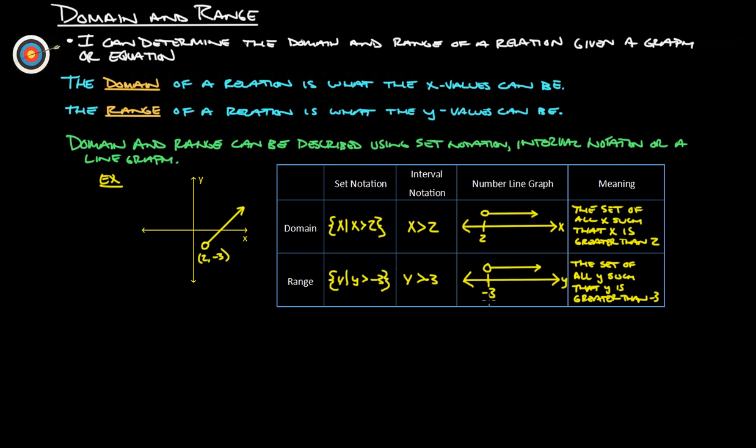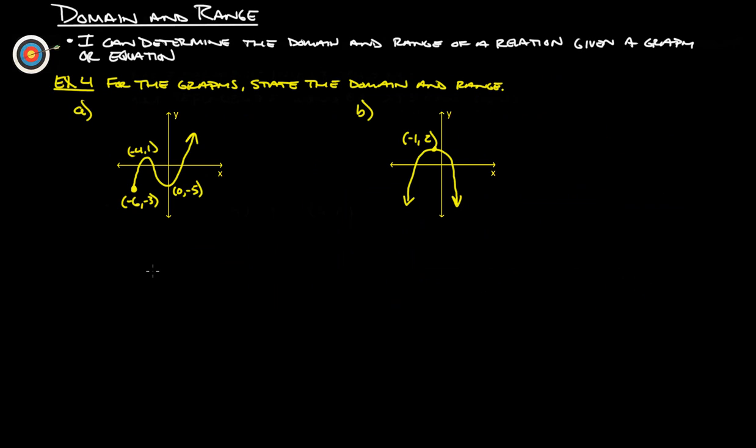Or here's our number line, -3. Make sure you state that this is the y and not the x, and it's greater than -3. If this was filled in, then this would be filled in. These would have underlines under them as well, and this means the set of all y's such that y is greater than -3. Let's try some of these to help cement in that concept.